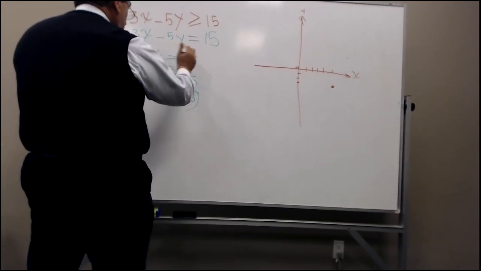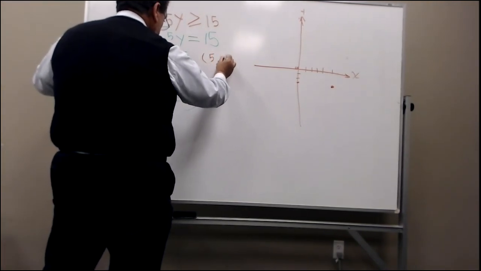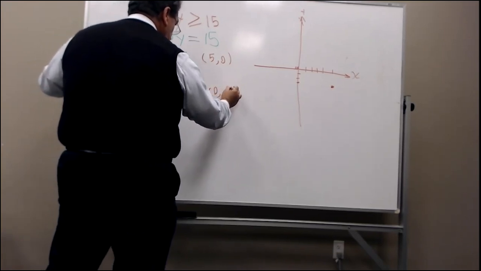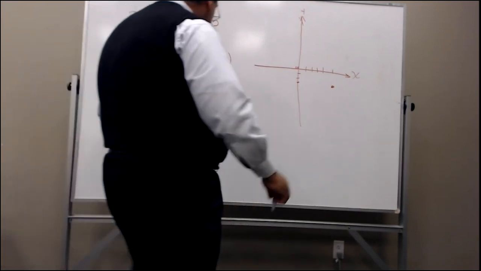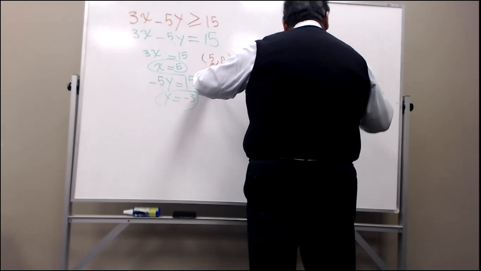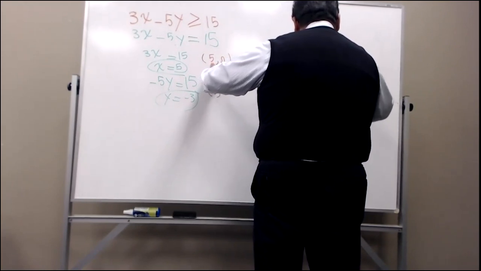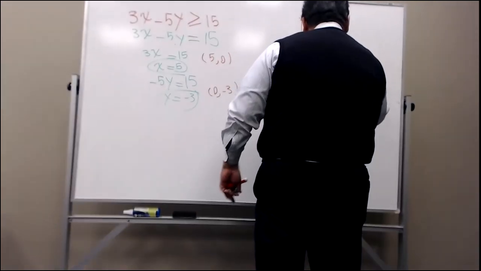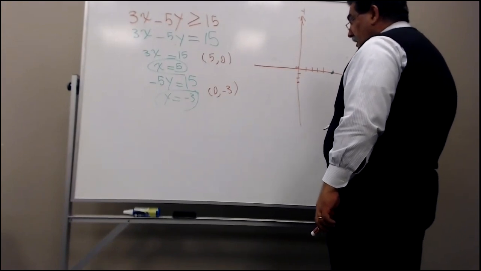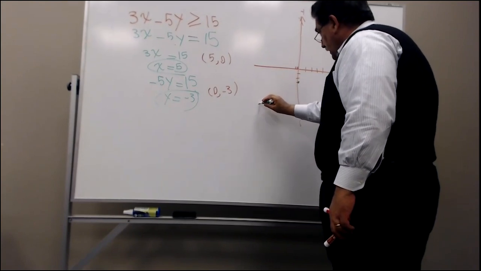If y is 0, x is 5. If x is 0, y is minus 3. So for x equal to 5, y is 0. So this is one of my points. My other point would be x is 0, y is minus 3. So this is my line.